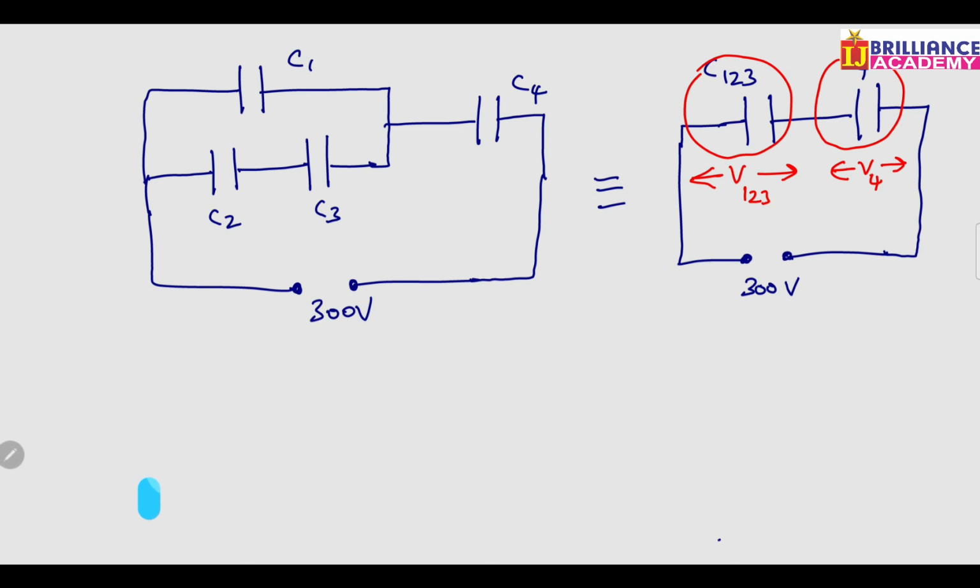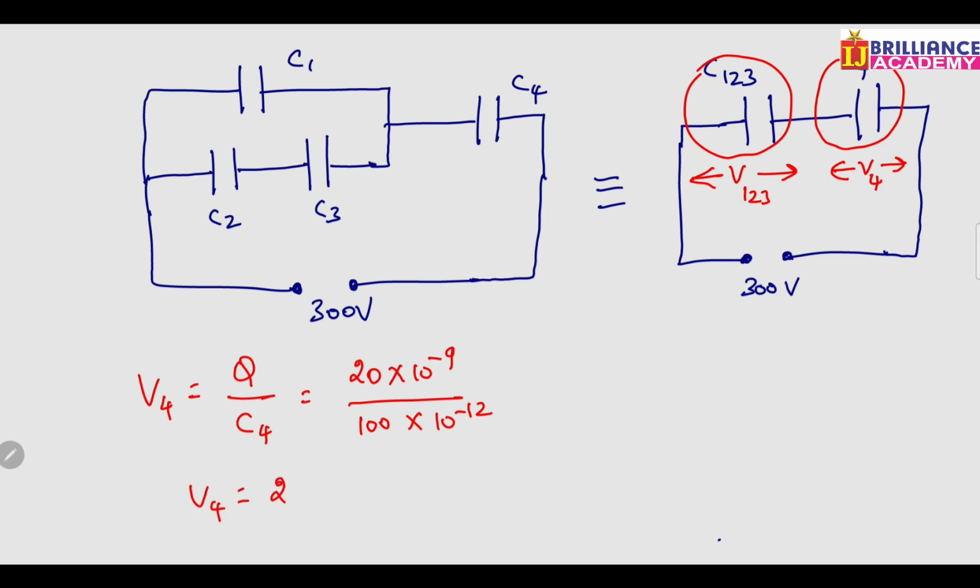To find V4, we know Q is equal to CV, so V is equal to Q by C. So Q by C4, where Q is the total Q only. So 20 nano coulomb, 20 into 10 power minus 9, and C4 we know is 100 picofarad, so 100 into 10 power minus 12. If you solve this and cancel everything, you'll get V4 is equal to 200 volt. So you'll be getting 200 volt here.